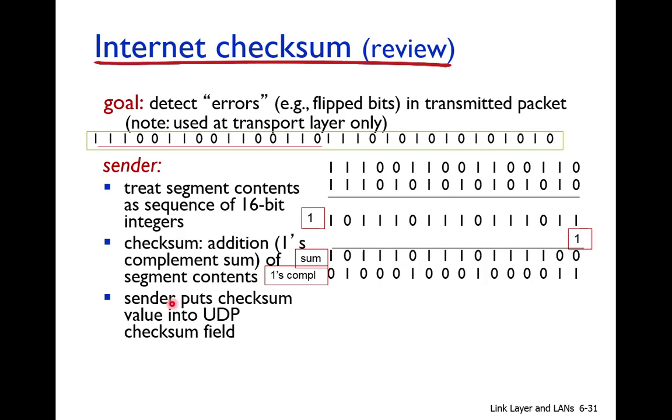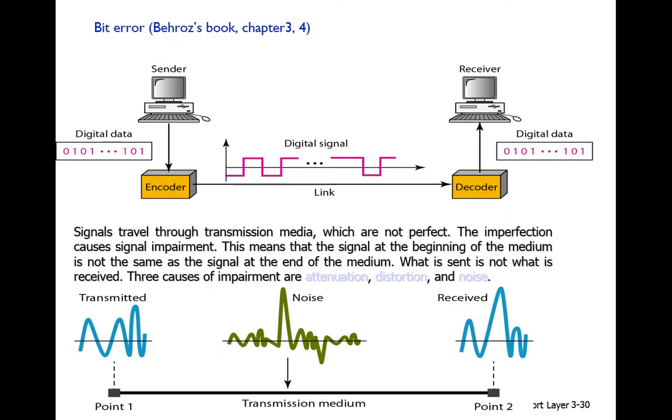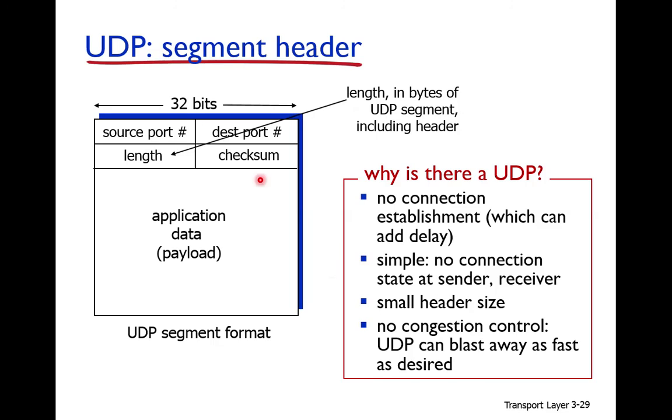The sender puts the checksum value into the UDP checksum field. This checksum will be sent along with this data. The checksum will be put in this field of the UDP header. It will be a 16-bit integer value. It means that along with the data, we also send the checksum.